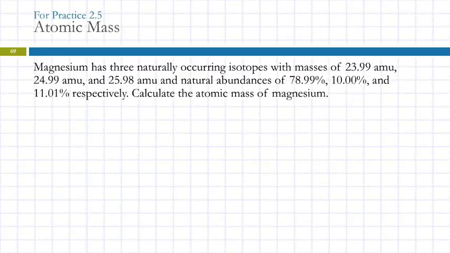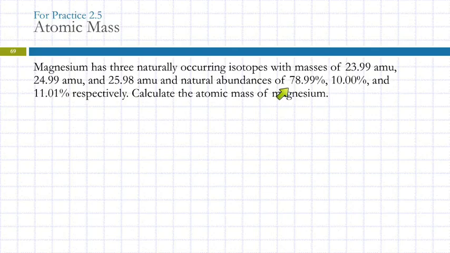So let's do an example. Magnesium has 3 naturally occurring isotopes with masses of 23.99 atomic mass units, 24.99 AMU, and 25.98 AMU, and natural abundances of 78.99%, 10.00%, and 11.01% respectively. So respectively means that the order of the masses is the same as the order of the percentages. Calculate the atomic mass of magnesium.